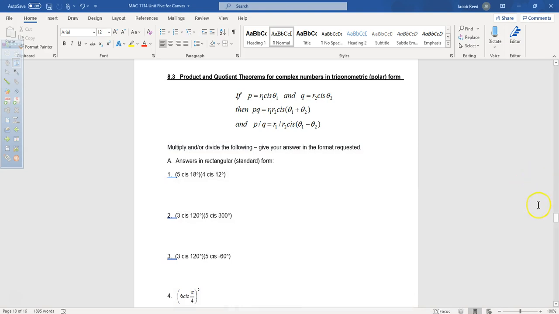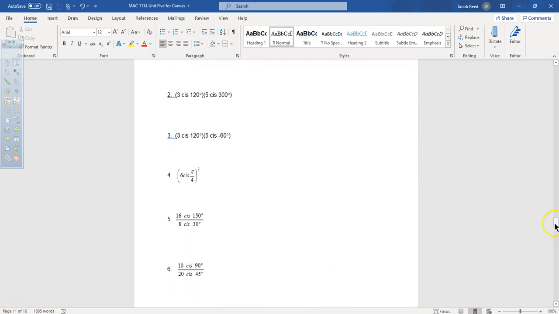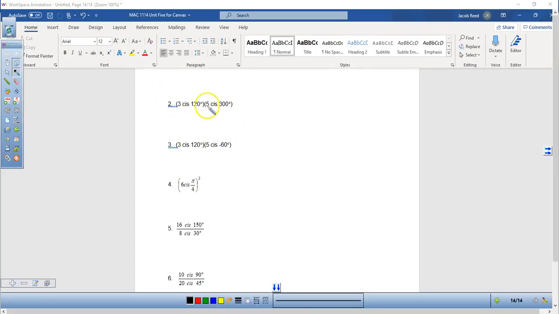So this is not meant to be difficult. It is just multiplying and using the formulas. Okay, number 2. We've got 3 multiplied by 5 and 120 plus 300. So that's 15 cosine I sine of 420 degrees. Which means we got 15 multiplied by cosine of 420 degrees plus I times sine of 420 degrees.